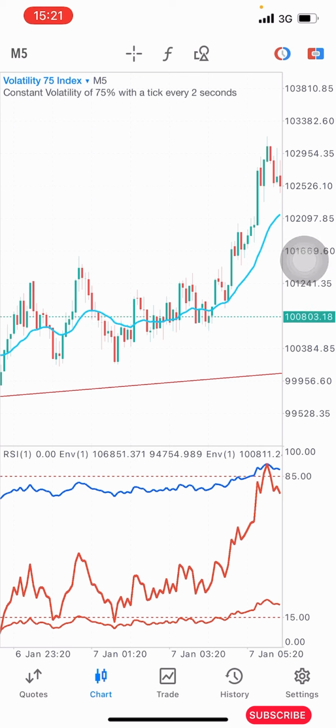Okay, so that's it, guys. What I want you guys to do now is to go and practice very well with this strategy. Once you have practiced and you see that it's working for you, then you can go in with your hard-earned money.